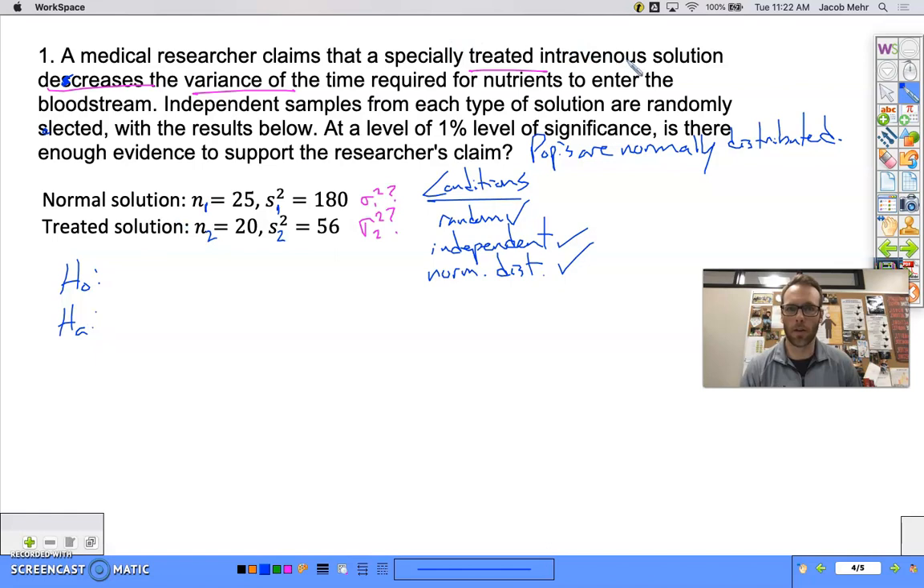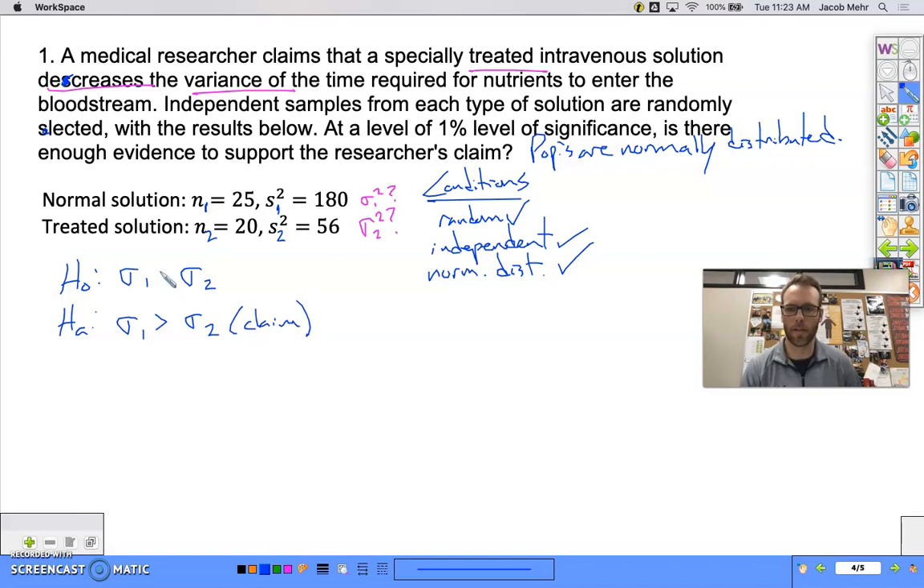The claim is that the new one decreases the variance. So the new one is the treated solution, and the claim is that it's going to decrease compared to the old one. Just like before, we want to always put our 1s on our left and our 2s on our right. So if the new one, which is the second one, has decreased the variance, this needs to be less than that. So this is our greater than sign, and that's our claim.